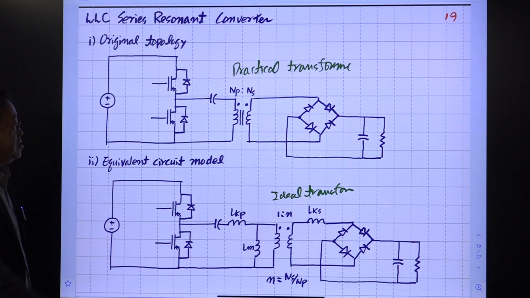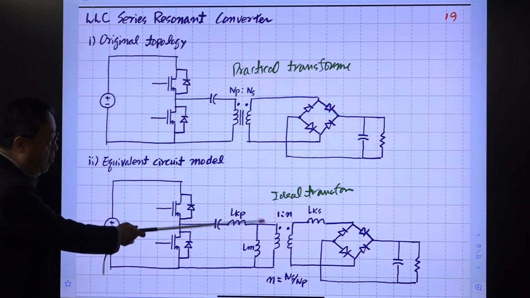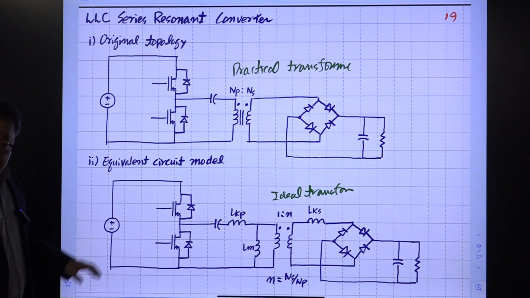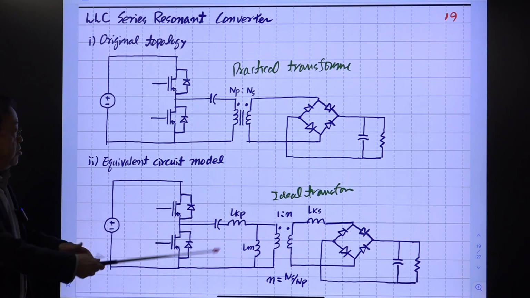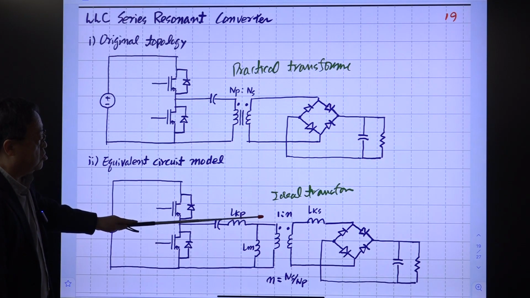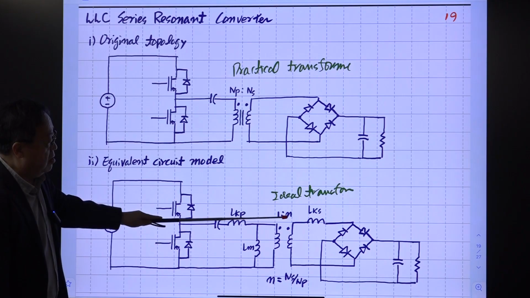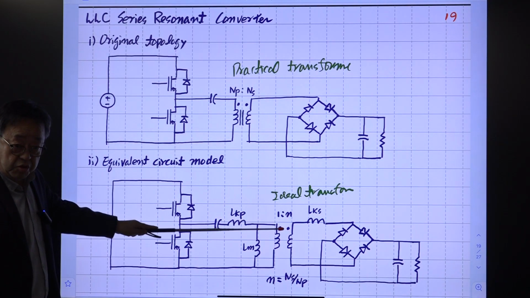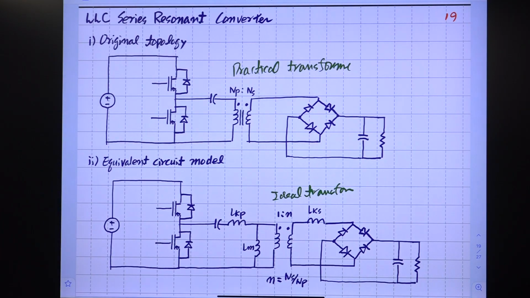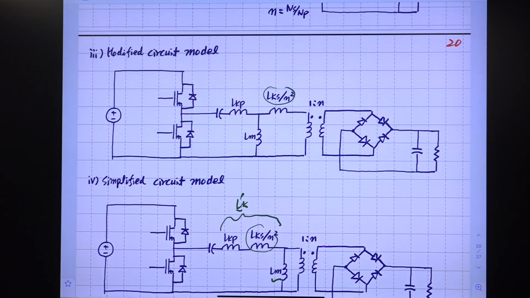As I said, this is not an inductor, not a winding, just the symbol. It obeys the mathematical definition. But this leakage inductance in the secondary side can be moved just by dividing this leakage inductance in the secondary side by n squared, which is the turns ratio. Then we will have this structure. So this inductor, the secondary leakage inductance, is moved to here.